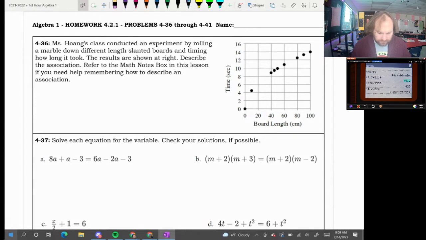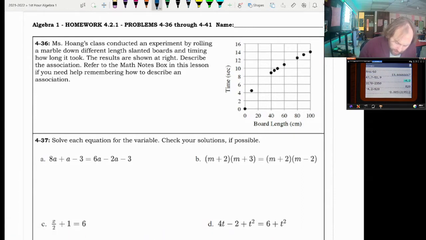This is 436 through 441, which I'm going to call Due Wednesday, since we will have a quiz day tomorrow, and we'll have a little bit extra time to work on it. I'm getting ahead of the game a little bit here.